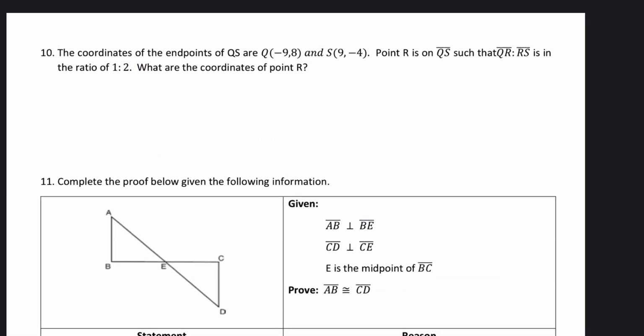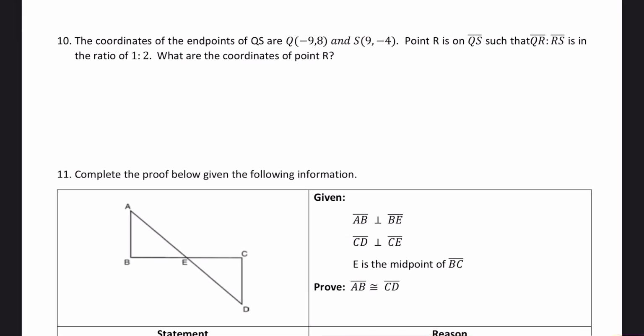Number 10 says the coordinates at endpoints of QS are Q, negative 9, 8, and S, 9, negative 4. Point R is on QS such that QR to RS is in the ratio of 1 to 2. What are the coordinates of point R? So this is partitioning a line segment. This is a review question from way back when, but hopefully we remember how to do it. It's an important one. It shows up all the time.